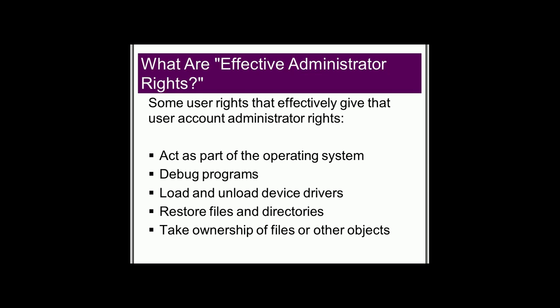Now, when we look at it from a different point of view, we're going to have a list of things that some user rights, when granted to some type of administrative users, give them permission to do. I have some of them up on the slide here. First, they can act as part of the operating system. Anybody that we give this user right, this effective administrator right, can take control of the computer and erase evidence of their activities. So they can act as part of that operating system.